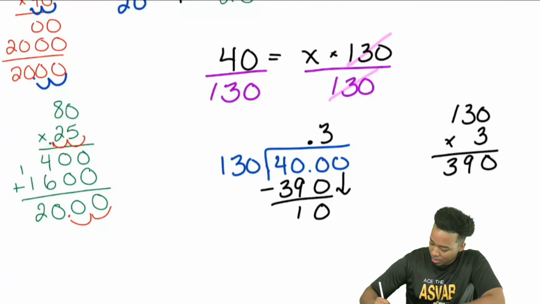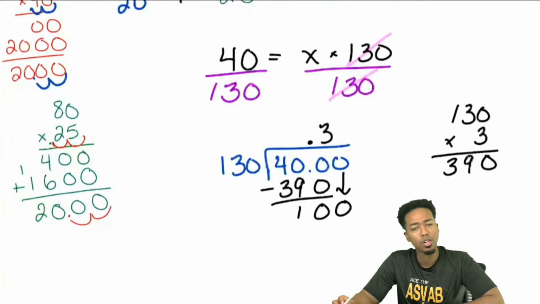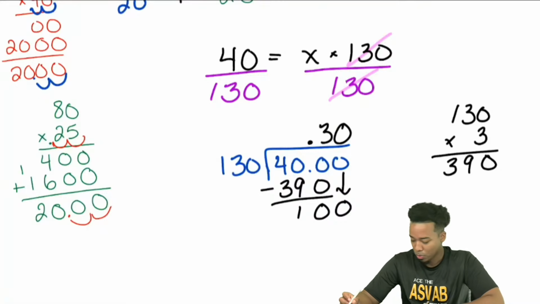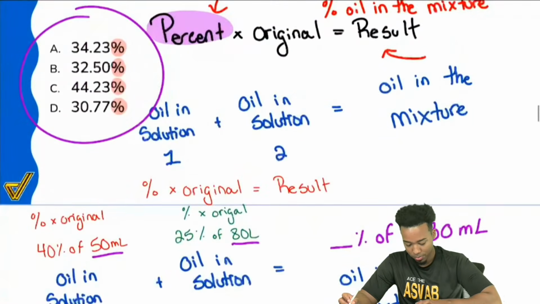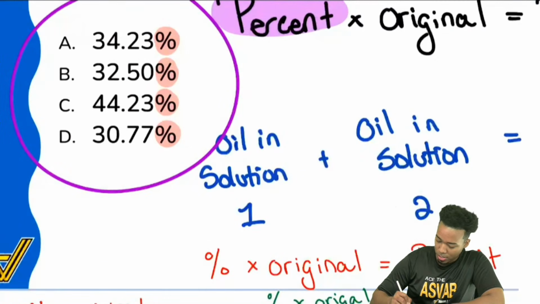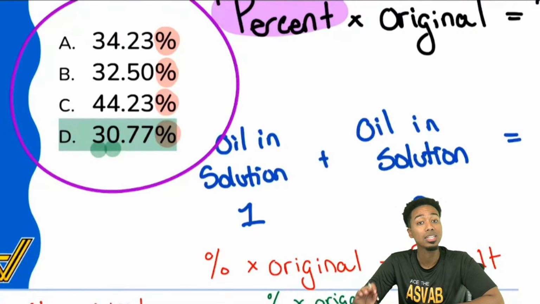We'll bring down the 0. Everybody, can 130 go into 100? Nope, it cannot. So we got 0.30. Let's see if any of these answer choices matched out already. Which answer choice is it? Yeah, D is the only one. D is the only one that went 3, 0 right there. That's the only one. We could have kept going, but we don't need to anymore.